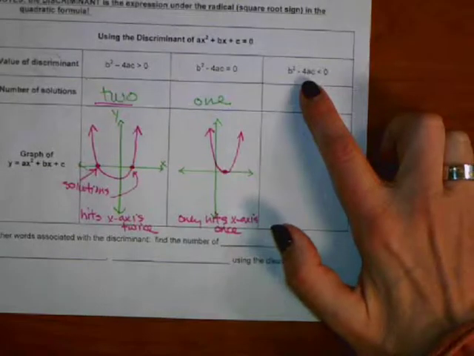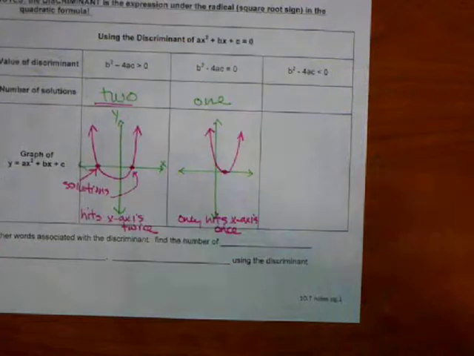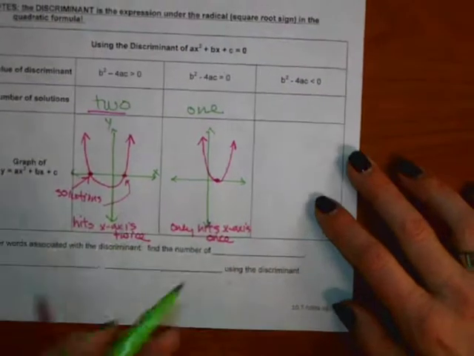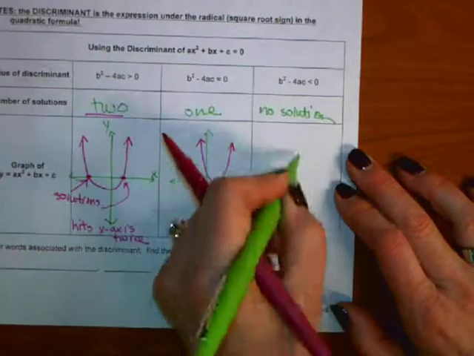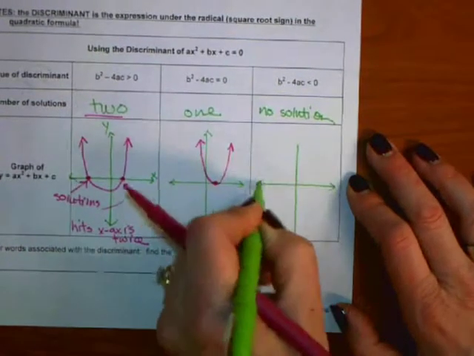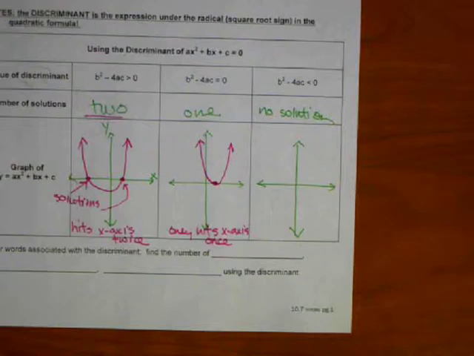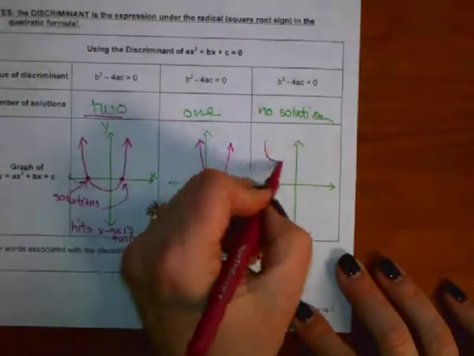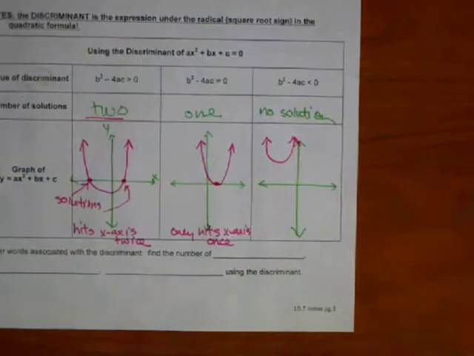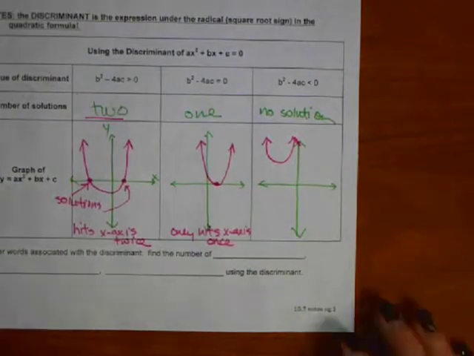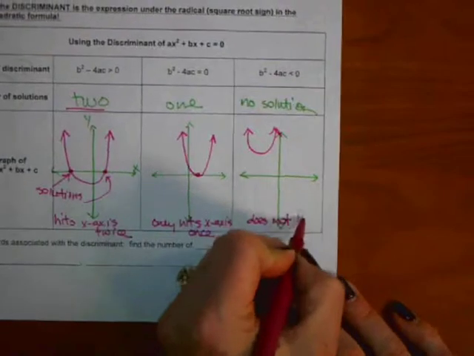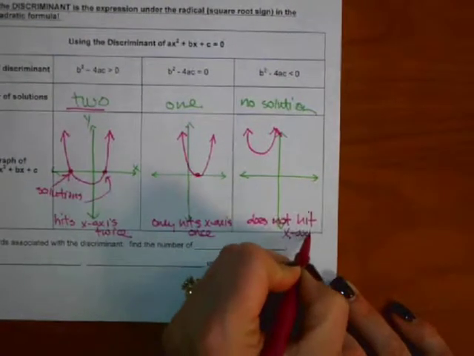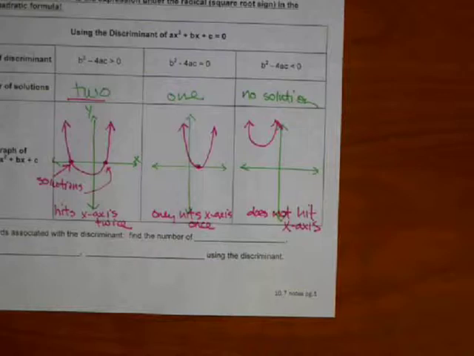Now, if you stick in a, b, and c, and you get a number for that value less than 0, what do you think that means? It means no solution. I wonder what that graph looks like. No, there is a parabola. It doesn't touch the x-axis. It could be floating up here somewhere, just never touches the x-axis. And you'll learn all about that in Algebra 2. It does not hit the x-axis at all. Doesn't matter about the y. It just doesn't hit the x-axis.